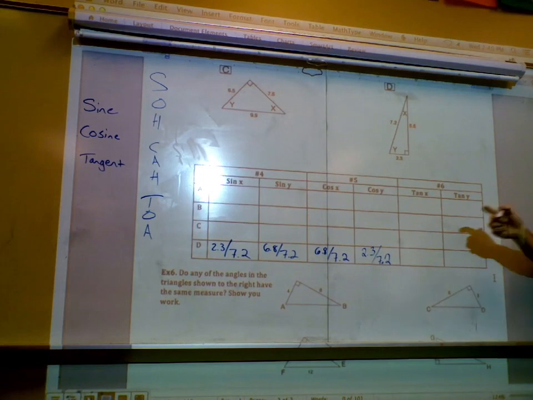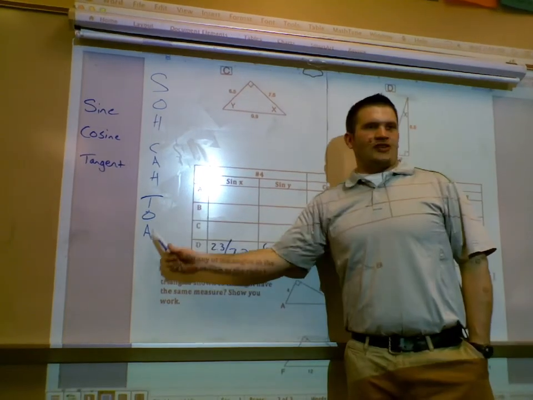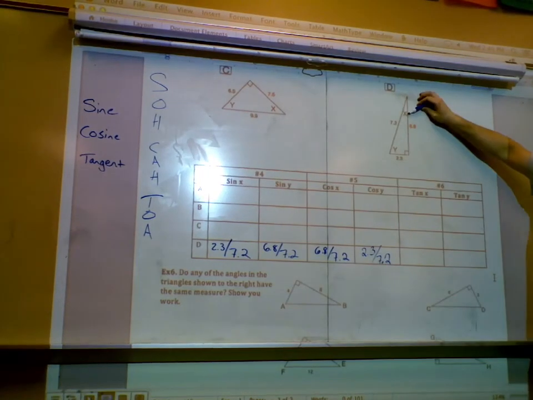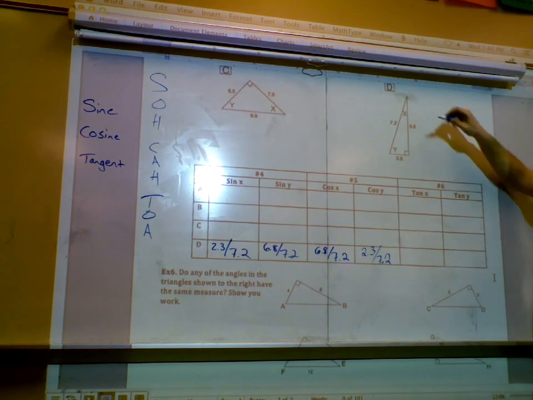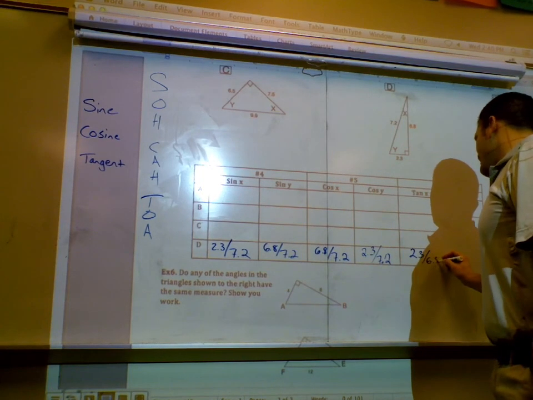All right. Tan of X. TOA. Tan is opposite over adjacent. Right? So what's opposite X? 2.3. What's adjacent? 6.8. So this is 2.3 divided by 6.8.